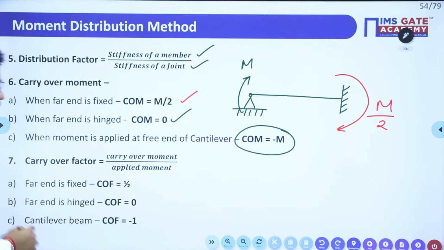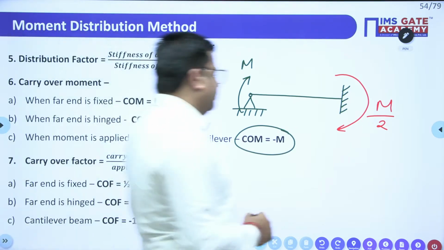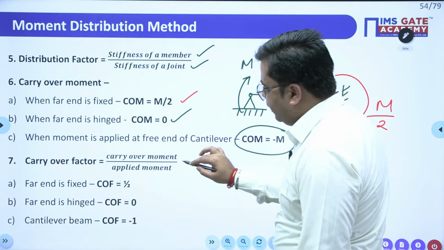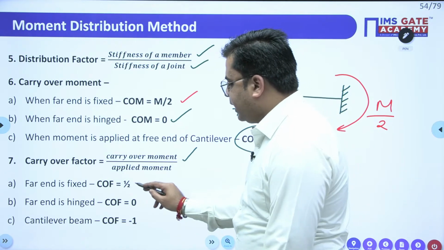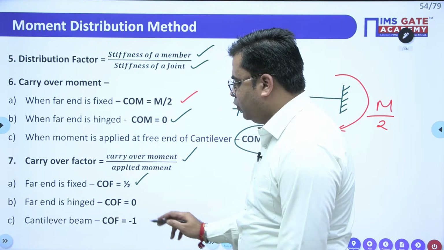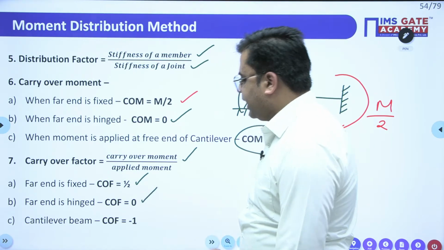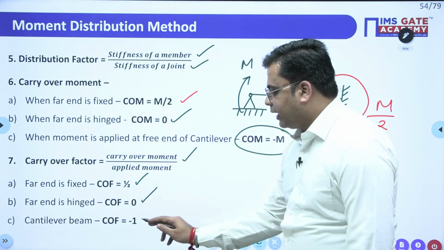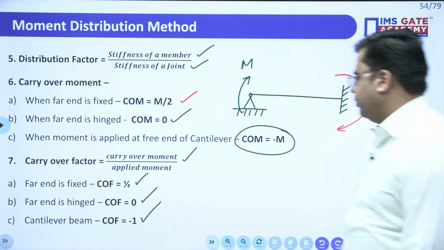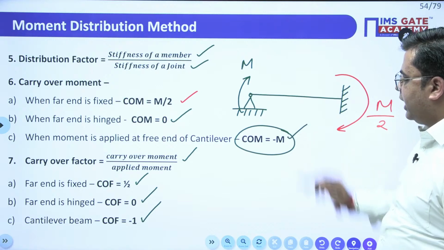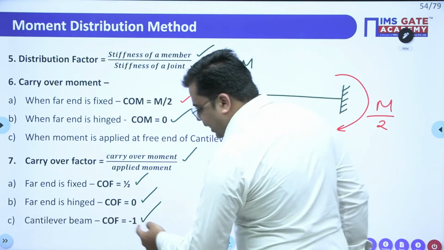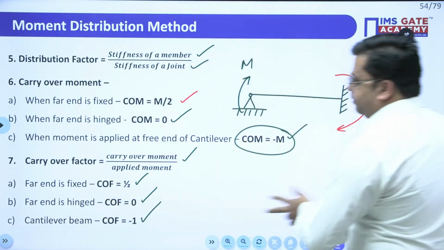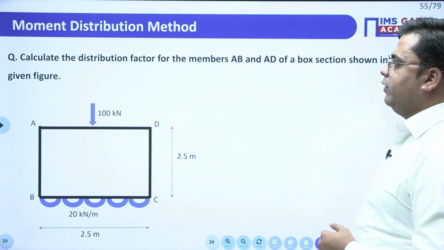Next is the carryover factor. Carryover factor is simply the carryover moment divided by the applied moment. So for far end fixed, the carryover factor is 1/2. For far end hinged, the carryover factor is 0. As the carryover moment for the cantilever beam is minus m, the carryover factor will be -1 for the cantilever beam. So here we have a question.